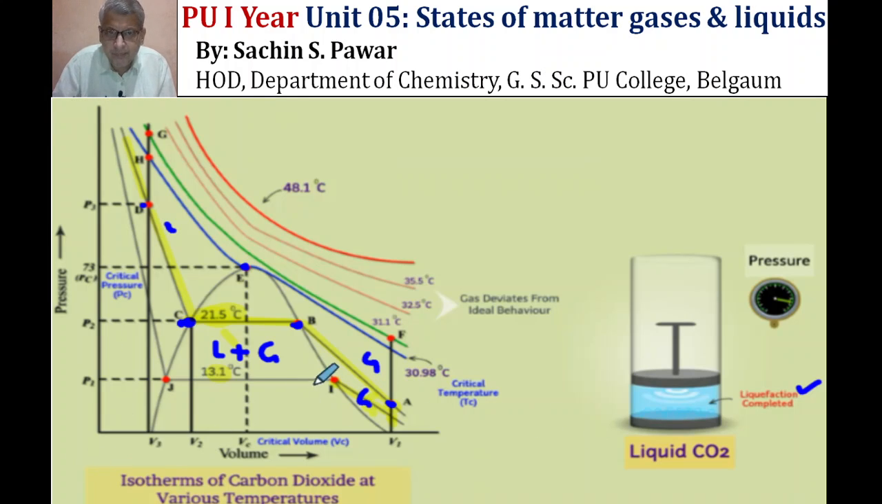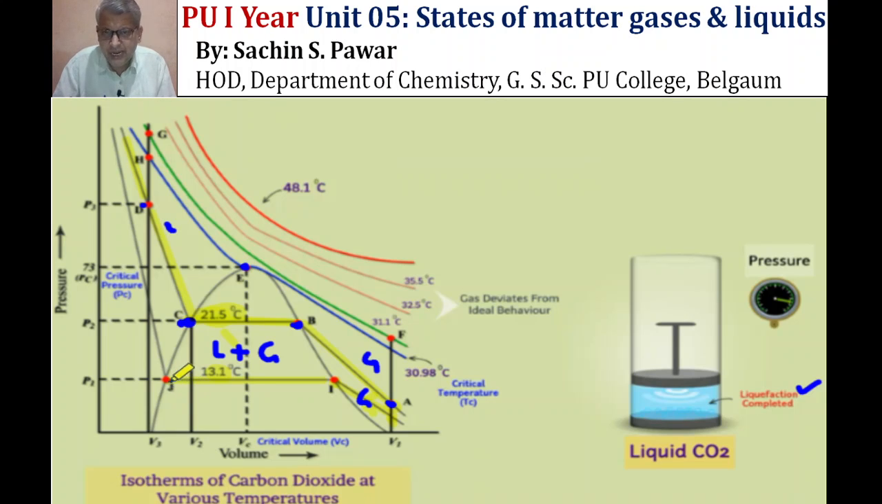This is gas. But after I to J, when I move from I to J, here again you will get liquid and gas. So liquefaction has started at point I at a pressure of P1. At 21.5 degrees Celsius, liquefaction has started at pressure P3. At 30.1 degrees Celsius, the liquefaction has started at the point where the pressure is P1, and so on.